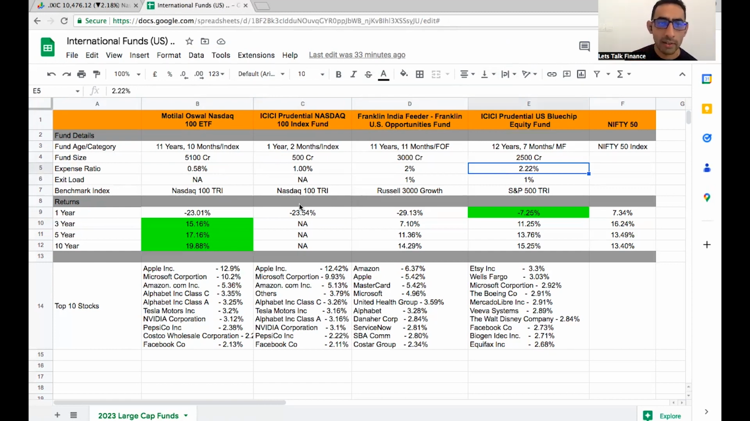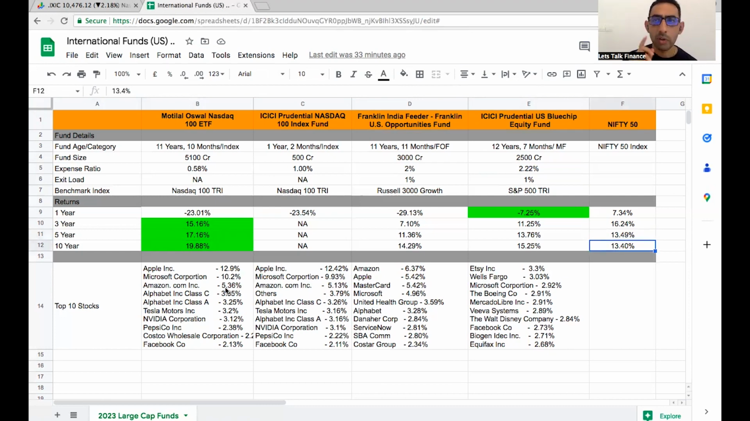Now let's look at the returns. If I look at the returns in last 1 year, ICICI Prudential mutual fund has outperformed all the funds. In 3, 5, and 10 years, it is Motilal Oswal which has outperformed all of the other funds mentioned here. And even if I look at the returns of Nifty, Motilal Oswal has outperformed Nifty for 5 and 10 years, which is quite good.